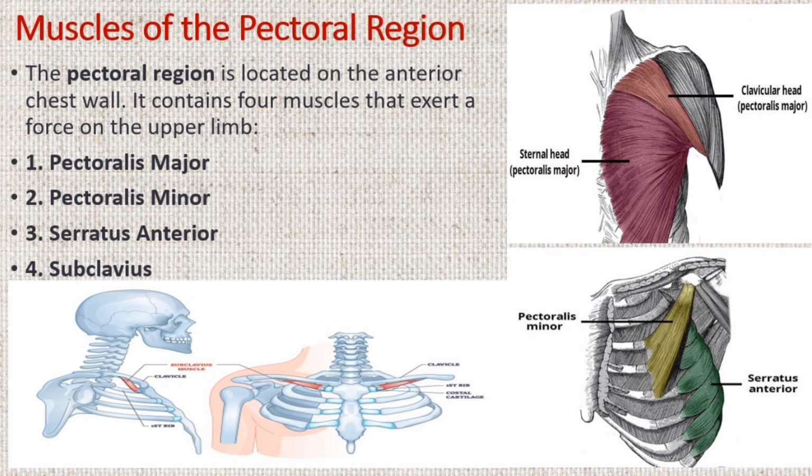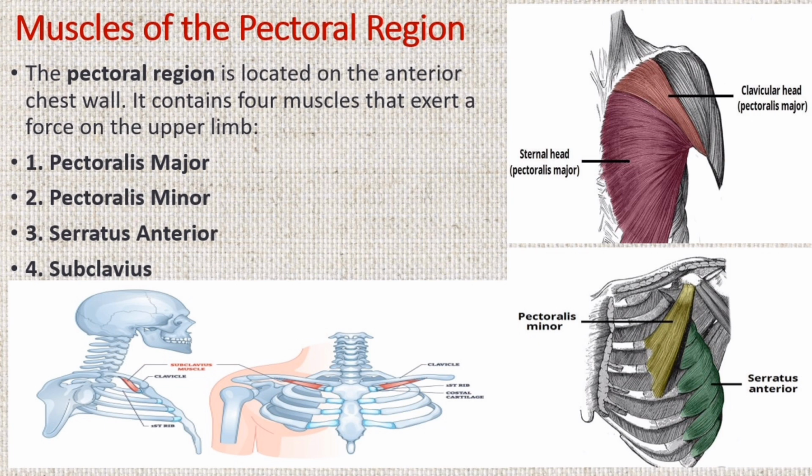Function. Adducts and medially rotates the upper limb and draws the scapula antero-inferiorly. The clavicular head also acts individually to flex the upper limb. Innervation. Lateral and medial pectoral nerves. Pectoralis minor. The pectoralis minor lies underneath its larger counterpart muscle, pectoralis major. Both muscles form part of the anterior wall of the axilla region.